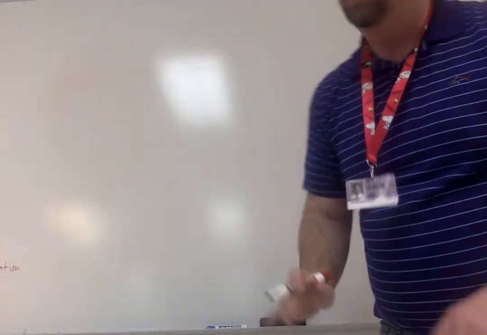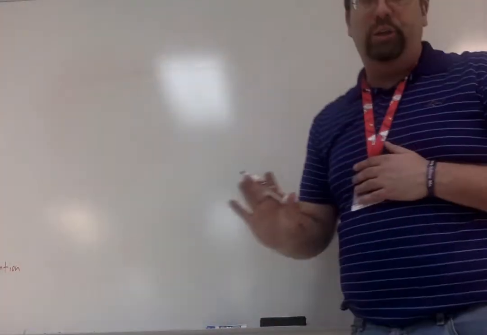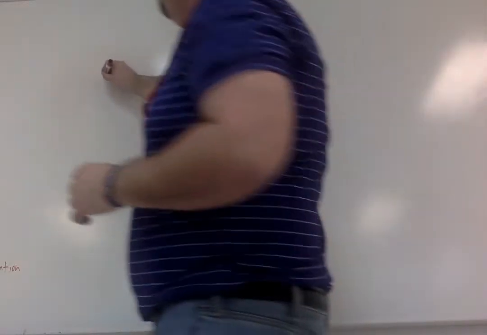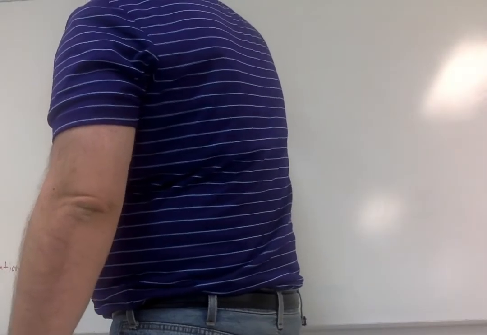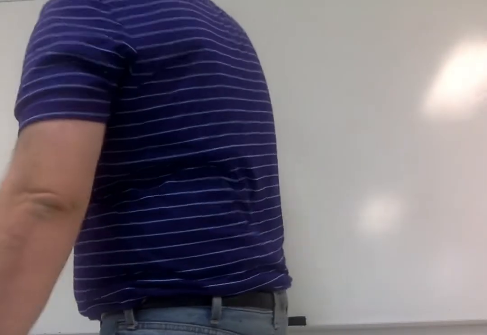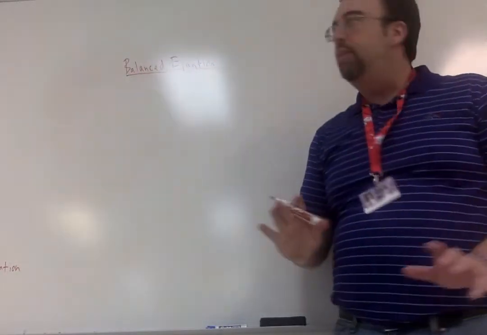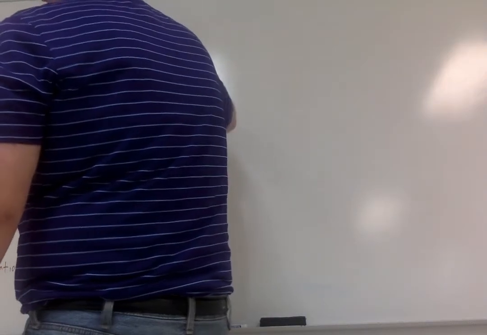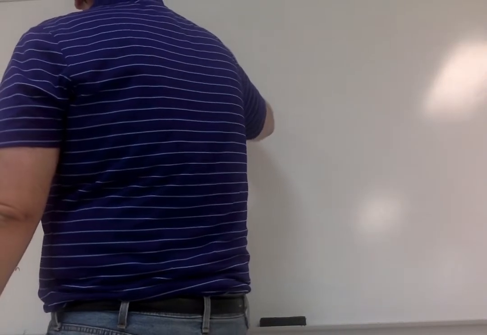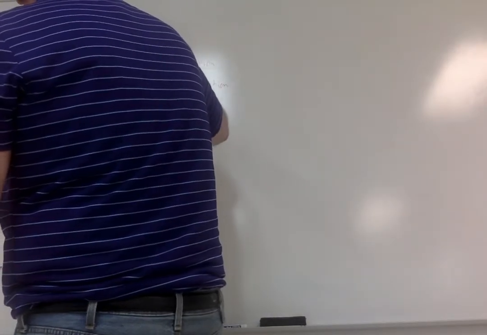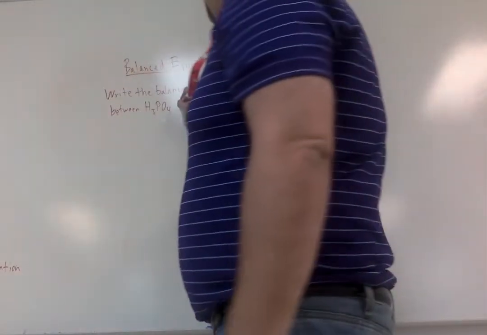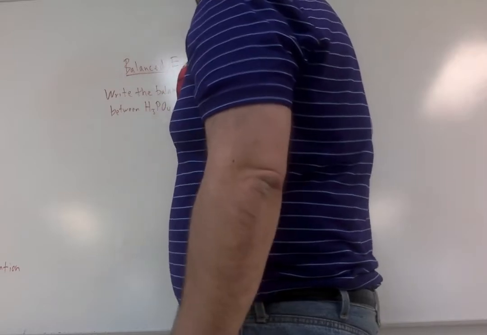All right, and so for this reaction, we're going to write a balanced equation. And what we're going to do then, we're going to go ahead and write the balanced equation between phosphoric acid, which is H3PO4, and potassium hydroxide, KOH.